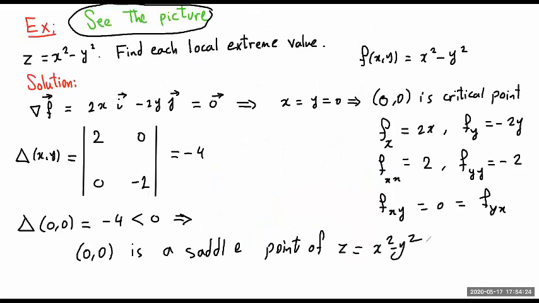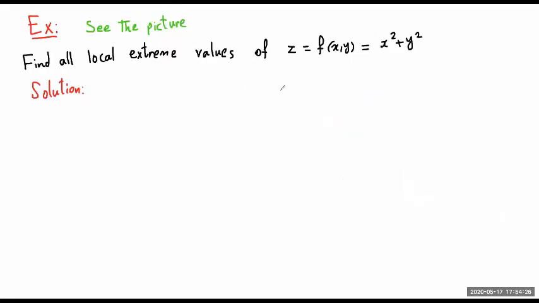So let's take another exercise. Next exercise. Find all local extreme values of the function z equal x power 2 plus y power 2. So here let's calculate the partial derivative of f with respect to x. It's 2x. Partial derivative of f with respect to y equals 2y.